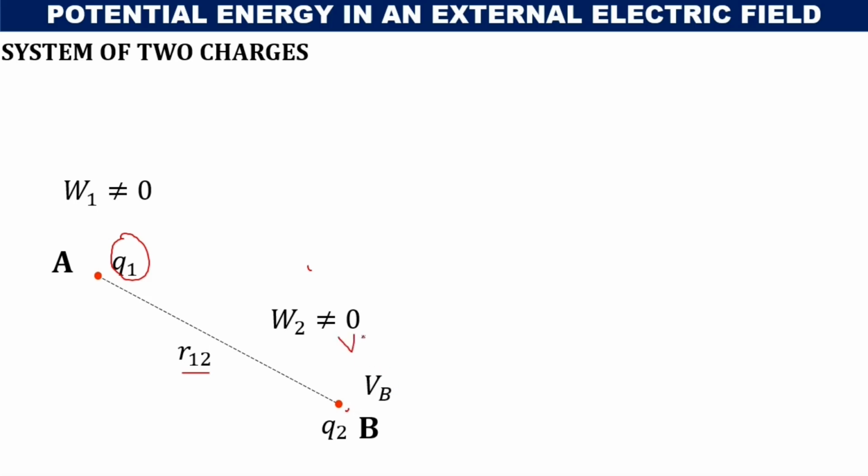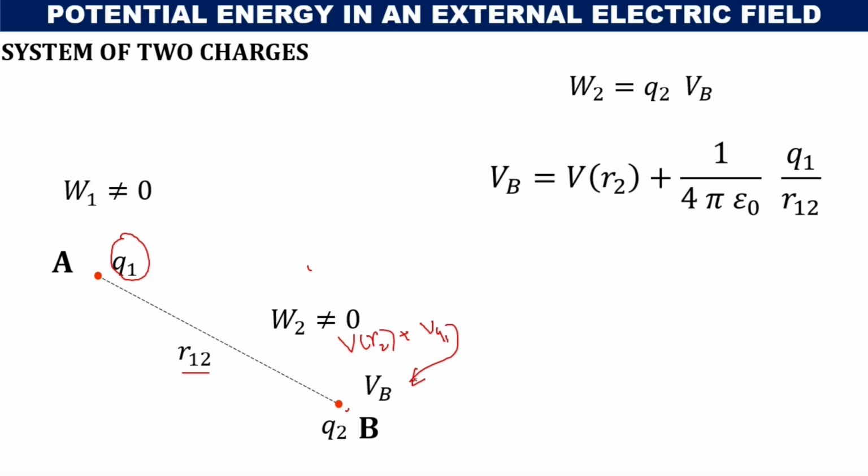That means, equating V of R2 and the potential due to the charge Q1, we will get the expression for the VB. Therefore, the work done W2 must be equal to the product of Q2 into VB. Again, VB will be equal to the potential at B due to the external source, VR2, and the potential at B due to the charge Q1, 1 by 4 pi epsilon naught Q1 by R12.